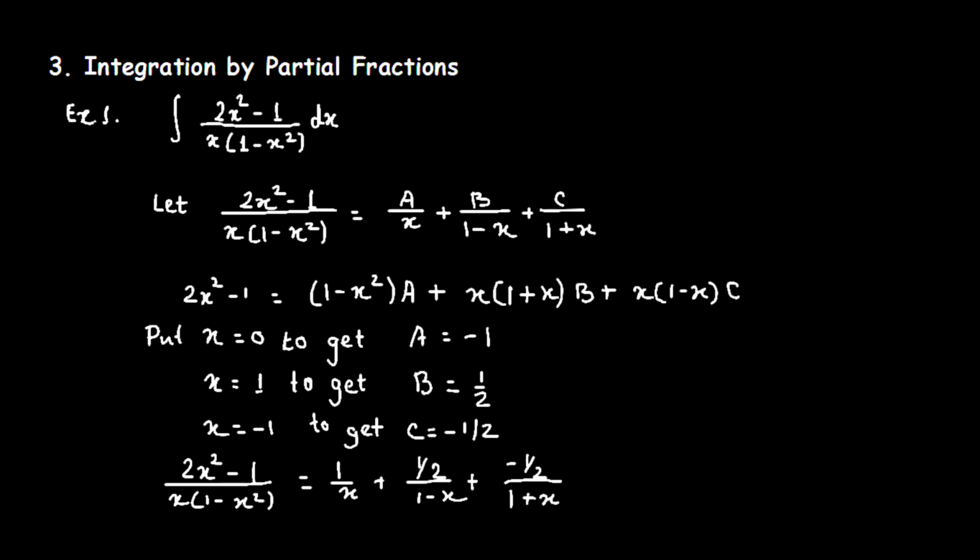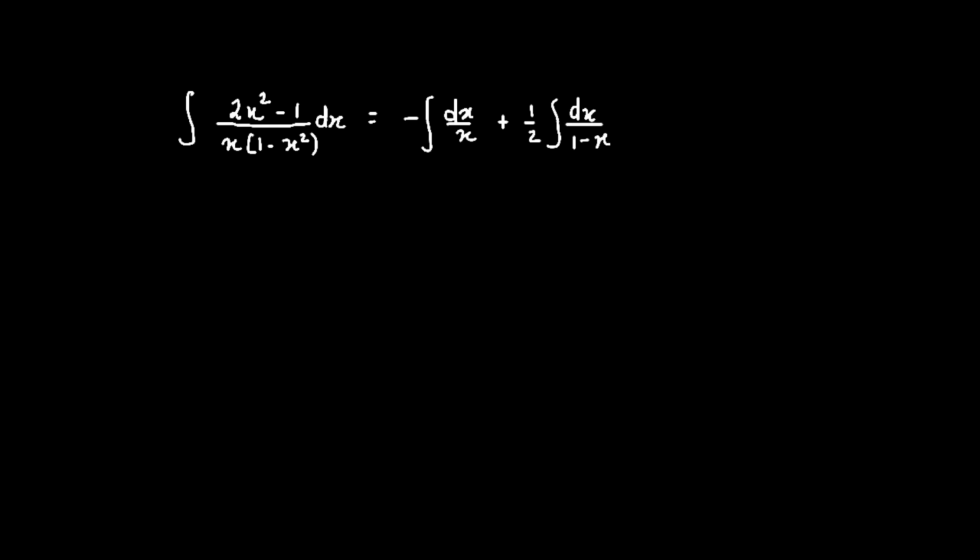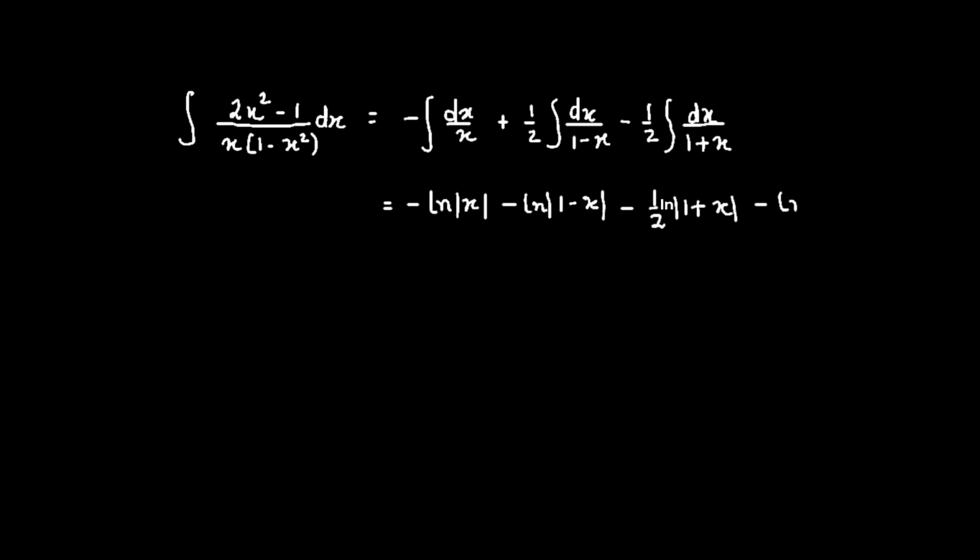Now we're going to integrate both sides with respect to x. That should give us negative integral dx over x plus half times the integration of dx over 1 minus x and minus half times integration of dx over 1 plus x. So integration of dx over x is the natural log of x. So we have negative log of x minus natural log of 1 minus x minus half times the natural log of 1 plus x minus the natural log of c.